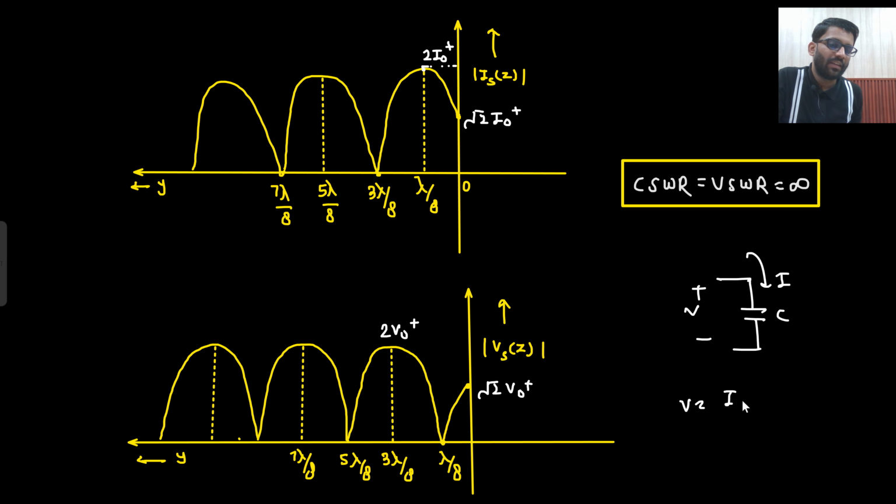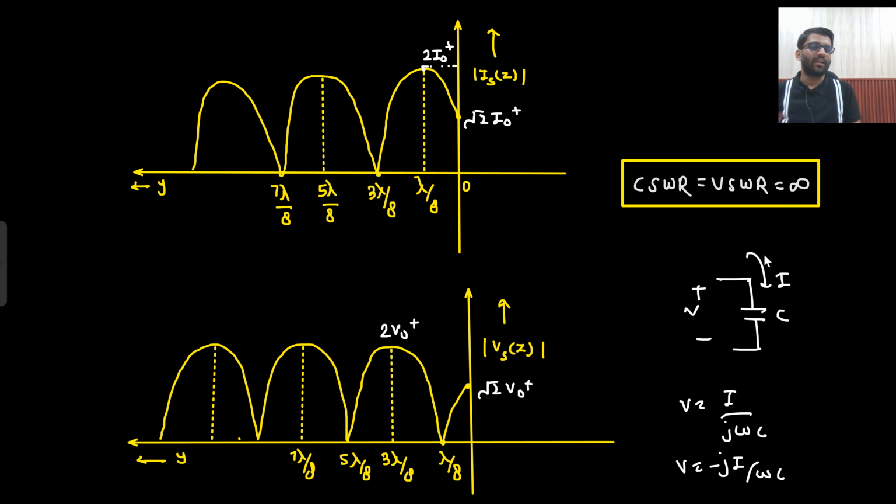V is equal to I by j omega C. So V is equal to minus j I by omega C. That means voltage is lagging behind current by 90 degrees. Voltage is lagging behind, and current leads. So current is leading. That means first current maxima will occur.